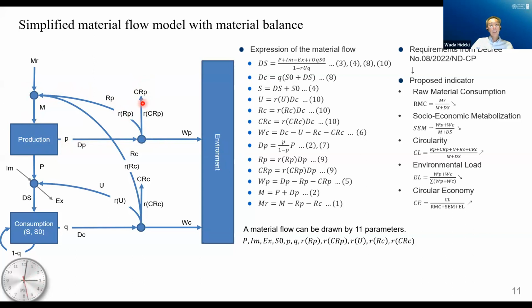Cascade recycling, different from returning to the production line, which can be called closed loop recycling, means that the material is recycled for another purpose, different from the original usage. And also from the consumption part, waste will be generated, and some recyclable domestic waste will be returned to the same production line.